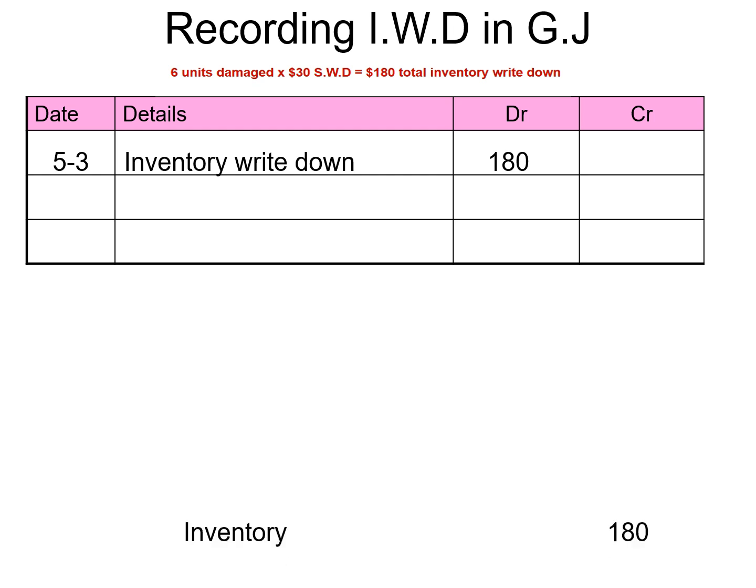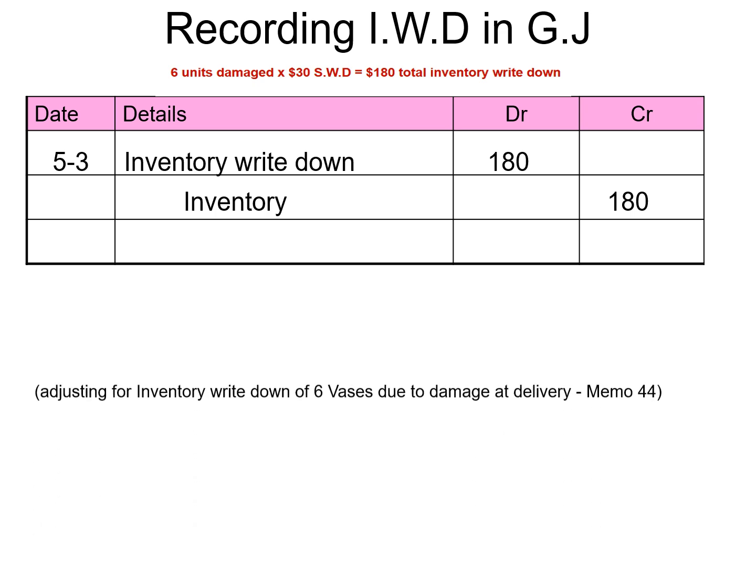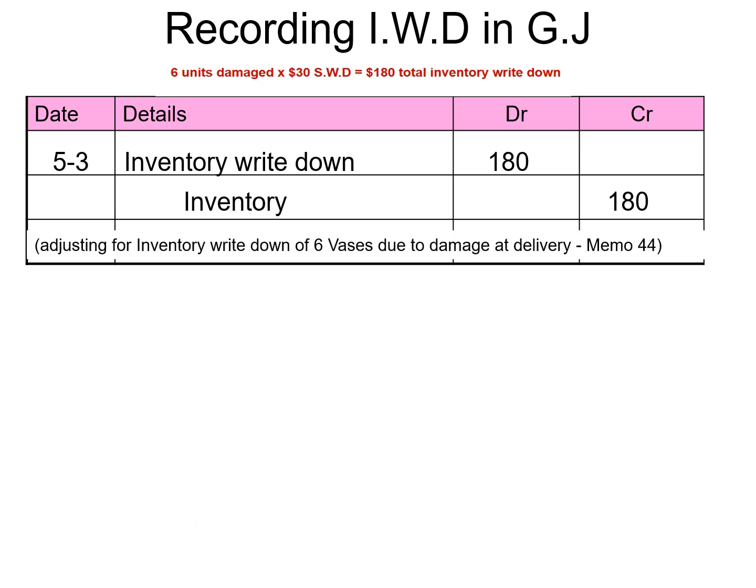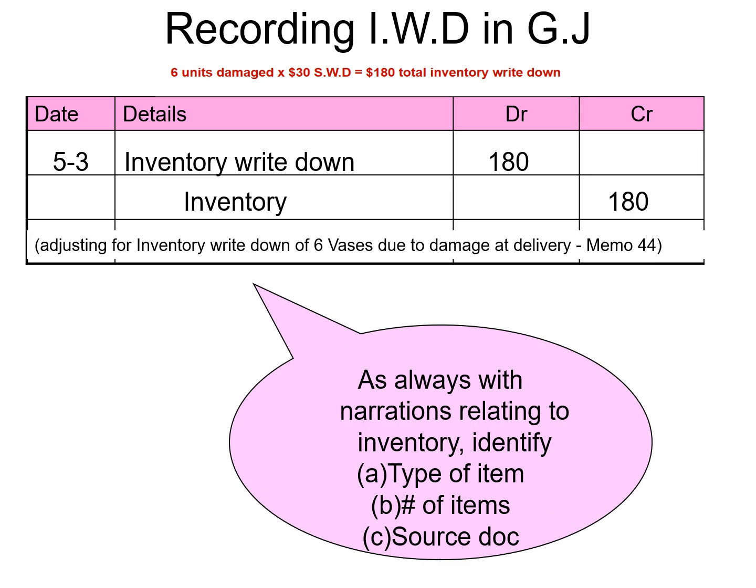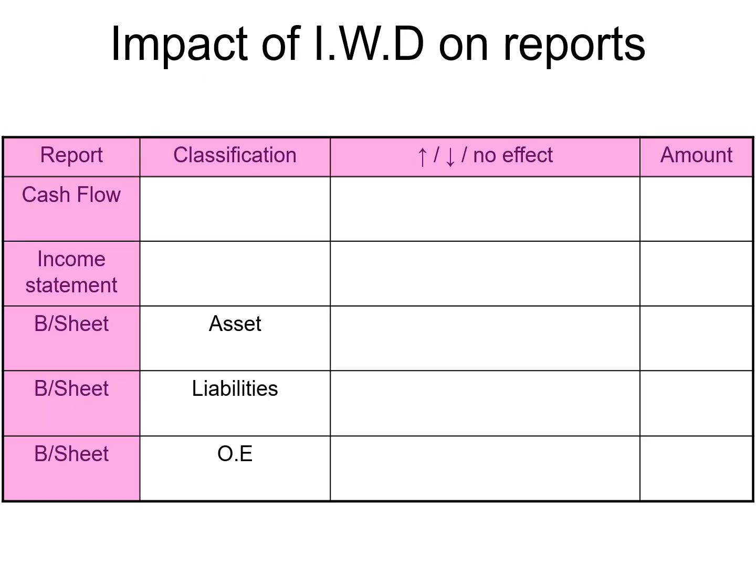Our asset goes down, so therefore we need a credit to our inventory account for 180, so our debits equal our credits. And if we're asked to do a narration, whenever we have narrations with an inventory item, we need to identify the type of inventory, how many units affected, and we certainly need to cite our source doc number.